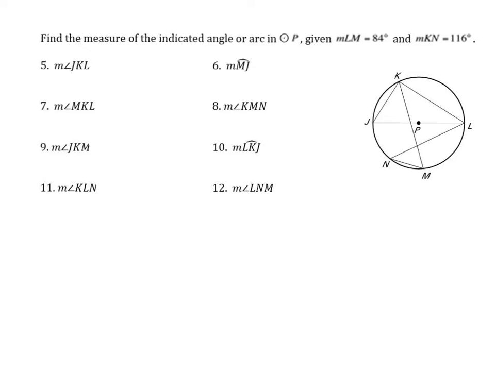Now, for this next problem, I'm focused on circle P over at the right. They give me some information. This should be arc LM and arc KN are 84 degrees and 116. First thing I want to focus on is just the picture on the right. Don't worry about all the questions over here on the left. Okay, what I want to focus on is just filling in everything I can on this picture over here on the right. So let's get started.